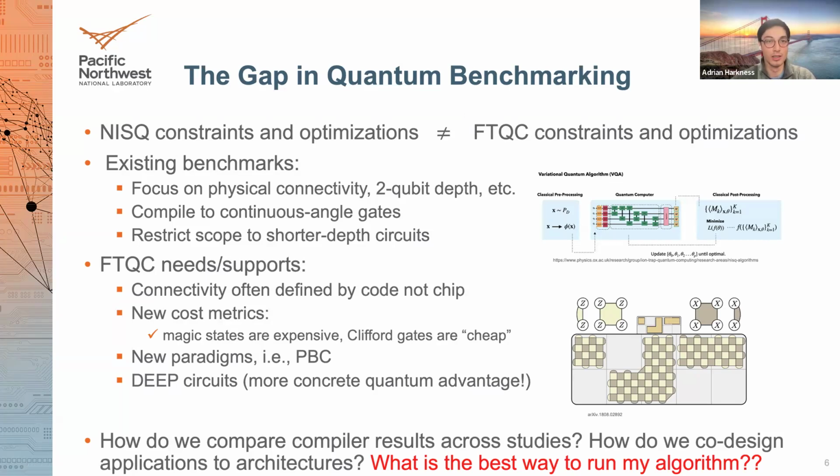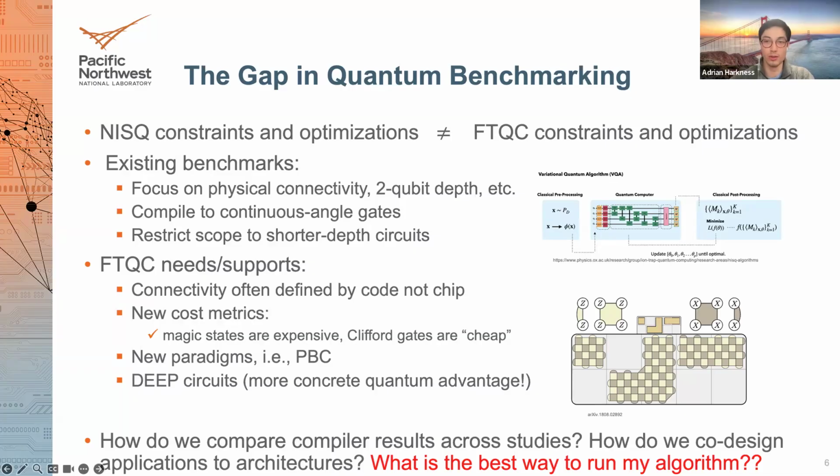So, for example, metrics that we tend to want to minimize in the NISQ era involve 2-qubit depth. Usually, we think of CNOT gates as being very expensive, and maybe we're very worried about physical connectivity on our chip. And oftentimes we're compiling our NISQ era algorithms to parameterized continuous angle gates. And that's fine for NISQ, but obviously doesn't really work like that for fault tolerant quantum computation.